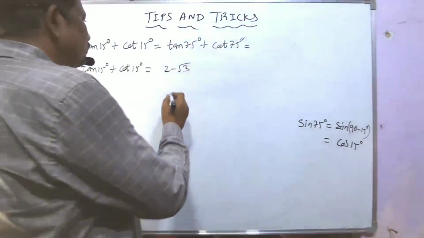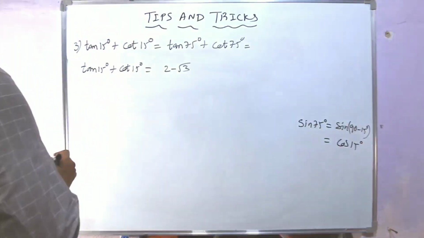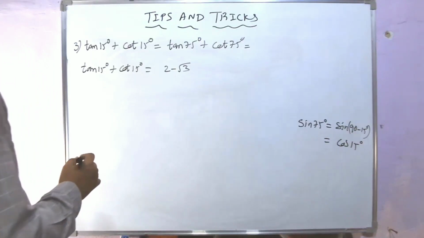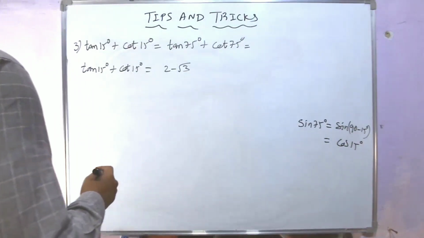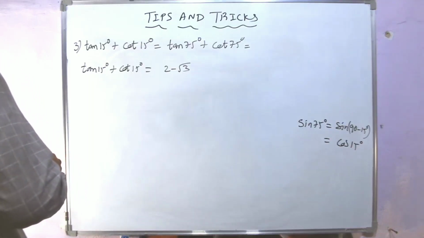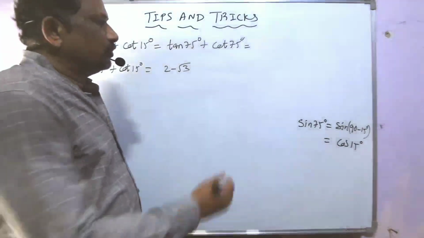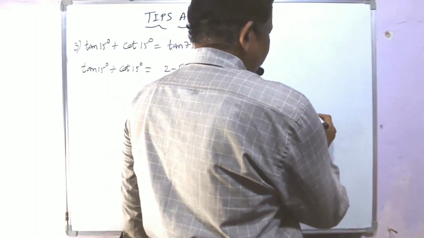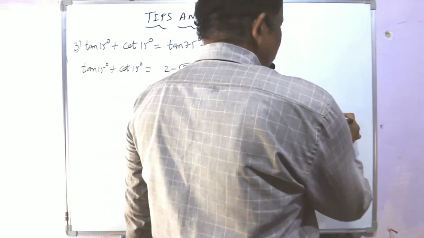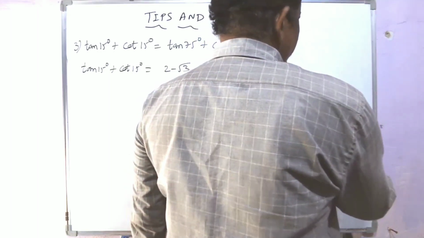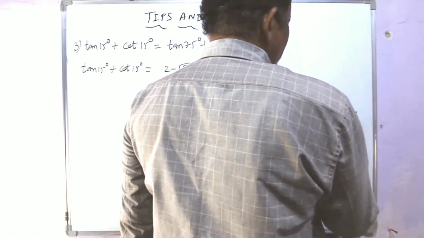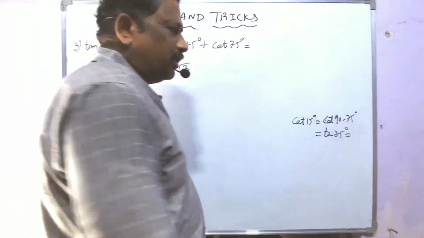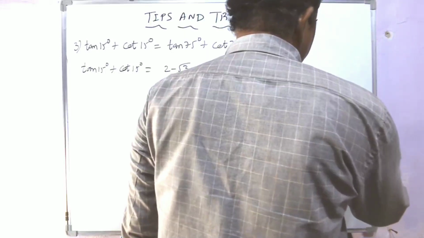Cot 15 is equal to cot of 90 minus 75. So what do we get there? Cot 15 degrees is equal to cot (90 minus 75), that is equal to tan 75. Tan 75 means we will get 2 plus root 3.